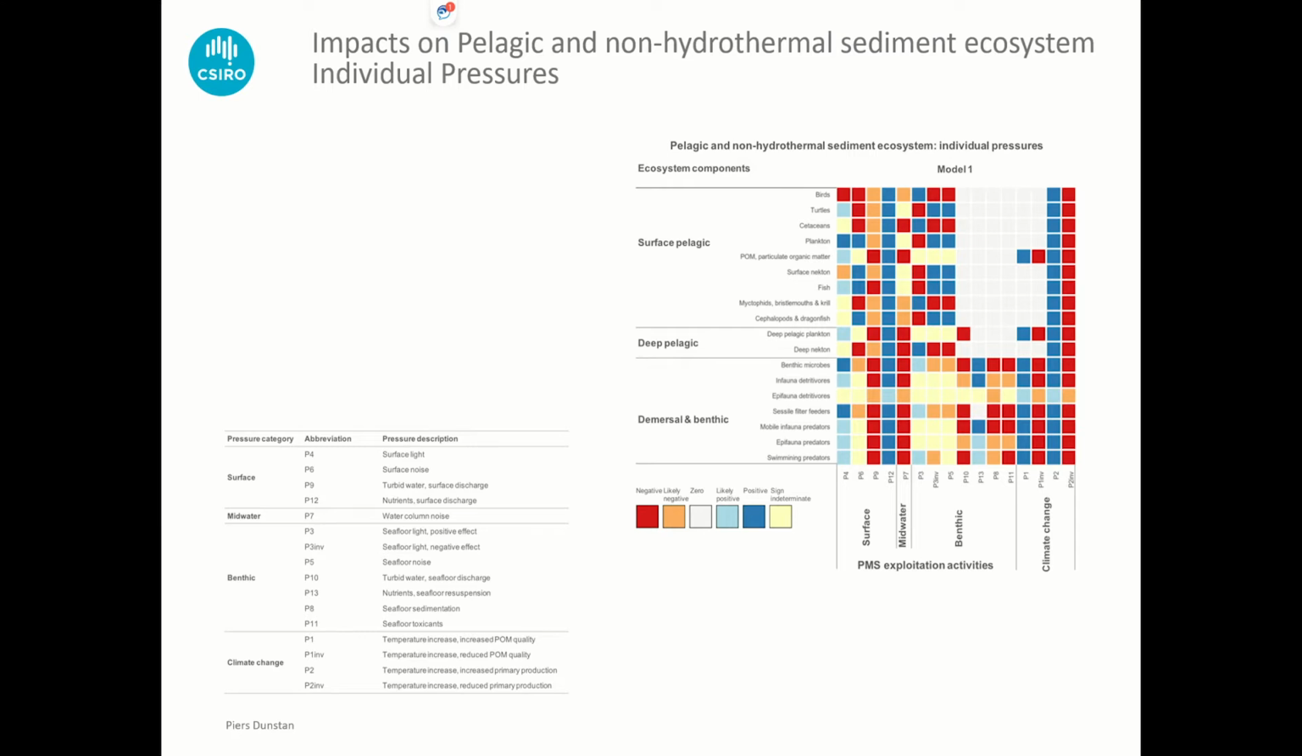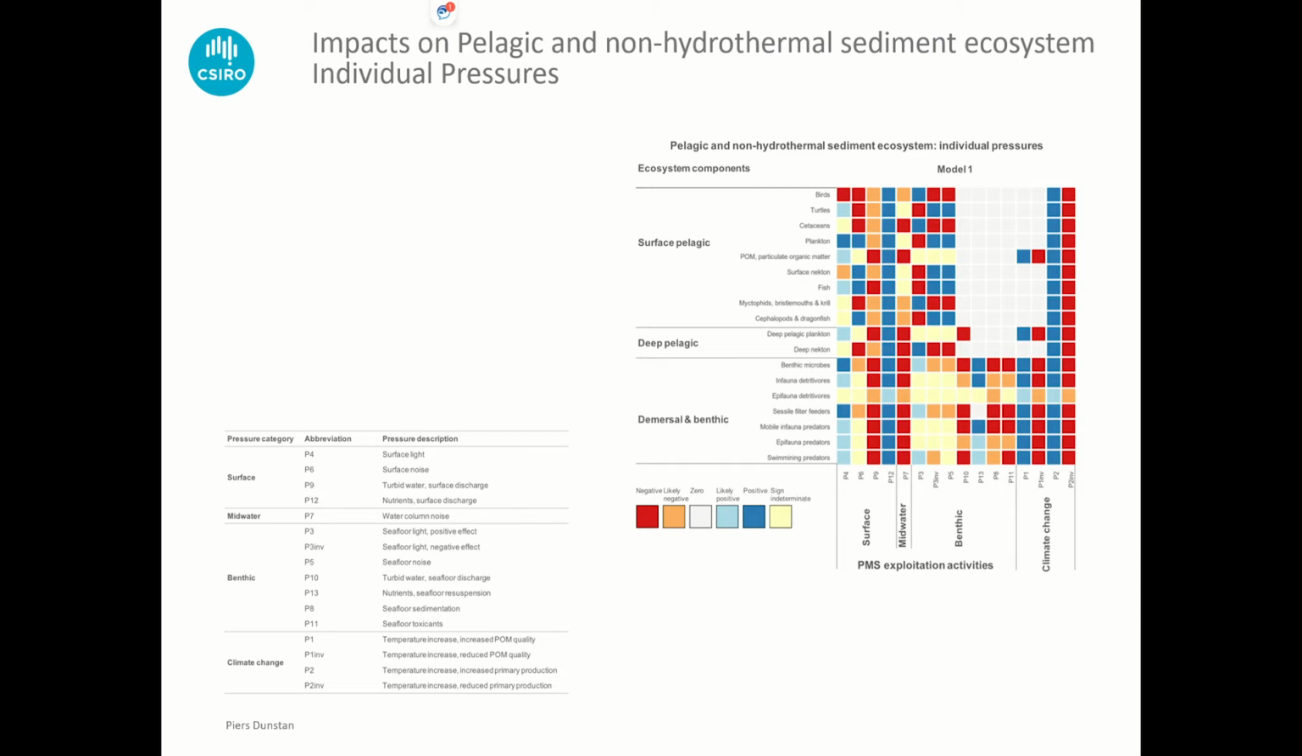From the mid-water, we have water column noise. Then from the benthic system, we have a suite of different benthic impacts: seafloor light with a positive effect, seafloor light with a negative effect, which represents uncertainty about exactly how things are going to change. Seafloor noise, turbid water and seafloor discharge, nutrients and seafloor resuspension, seafloor sedimentation, seafloor toxicants. So each of those things is some sort of pressure that would be put on the system as a result of a mining activity.